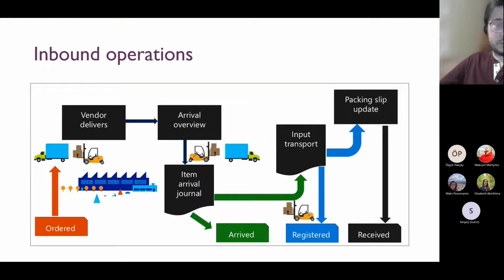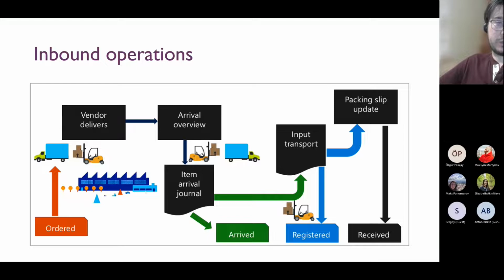Now, just to give a wider overview of the landscape. For inbound operations, we usually understand where we create a supply request and the vendor delivers it to us. We do some kind of arrival overview at the dock. We may post an item arrival journal. We load the internal transport. Then we have packing slip or product receipt update. And once we do product receipt update, the goods move to receipt.